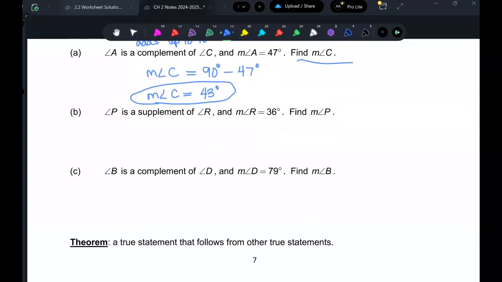Okay, supplement. Supplement means they have to add up to 180. So now I'm finding the measure of angle P. So I'm taking 180 degrees. Sasha, you said 144 is correct. No, are you taking 180 minus?